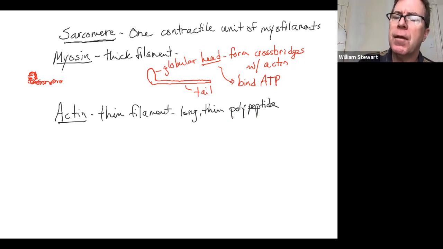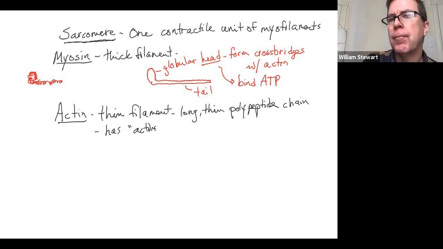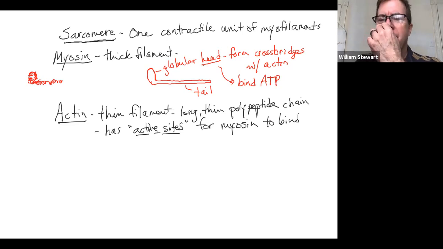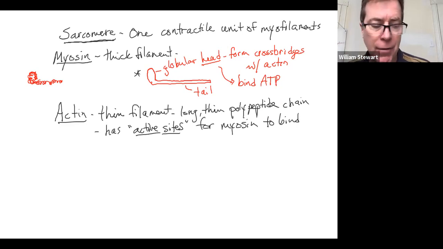So, thin filament, long, thin polypeptide chain, and it possesses active sites for myosin to bind to it. There's something called an active site on actin that this head of myosin can actually bind. They bind together, stick together.